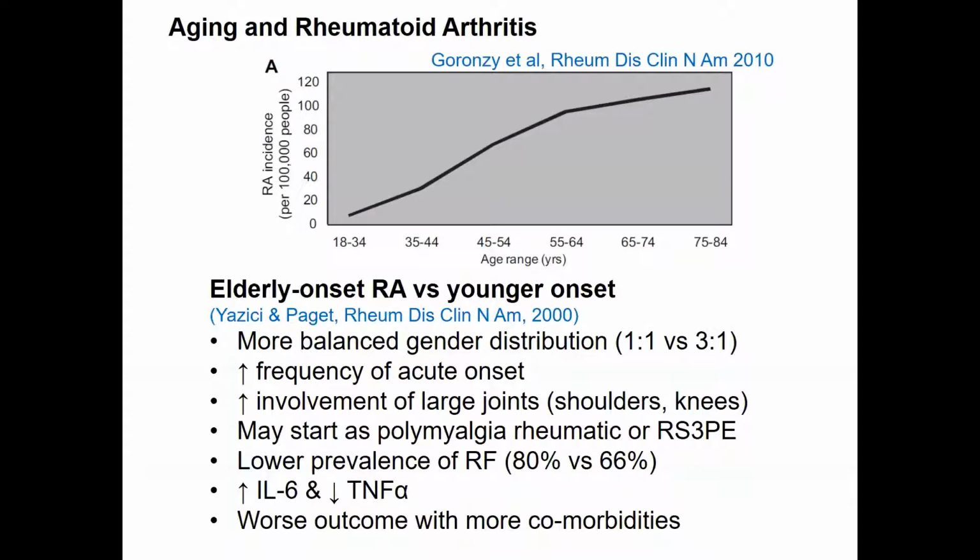There are some differences, though, between older adults who have new onset rheumatoid arthritis versus younger adults. So in young adults, the ratio of females to males is about 3 to 1. Whereas in older adults, it becomes more common in males, and so the gender distribution is closer to 1 to 1. In older adults, there's more often an acute onset of rheumatoid arthritis, whereas in younger adults, it's usually a little bit less acute, sort of subacute. And older adults have more involvement of large joints like shoulders and knees than younger adults. And it may start as polymyalgia rheumatica.